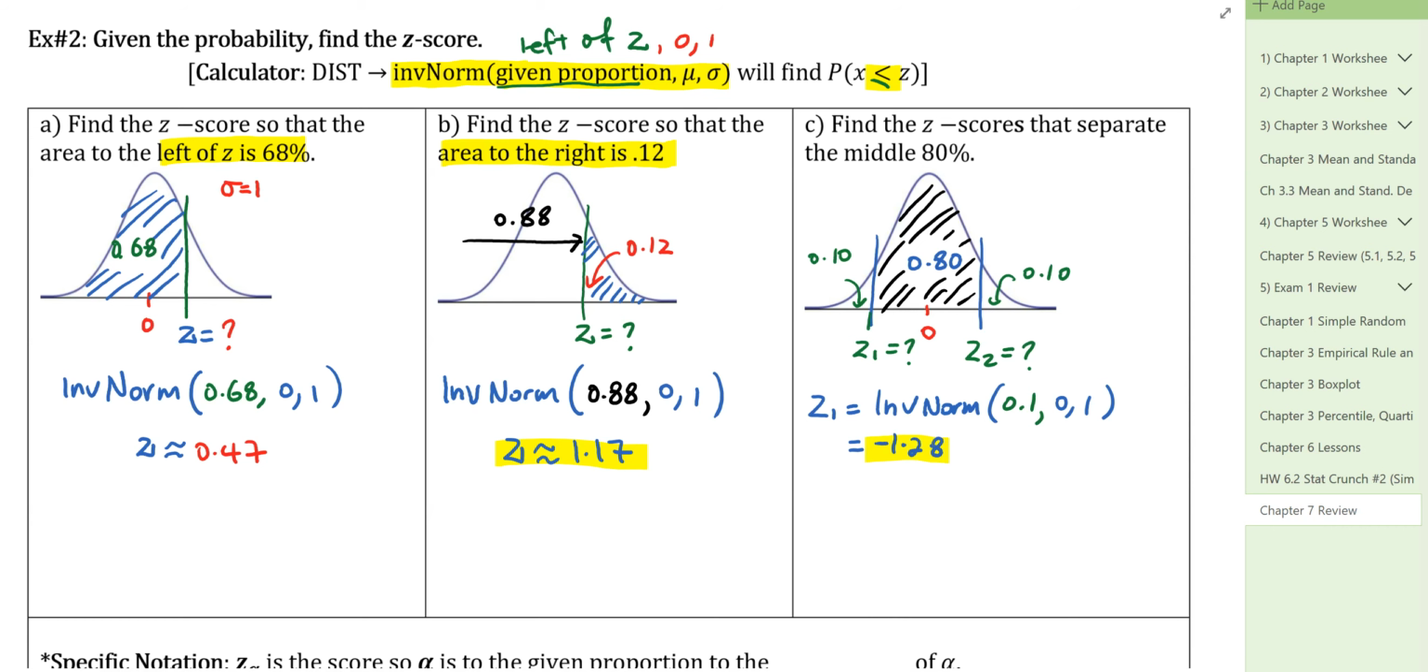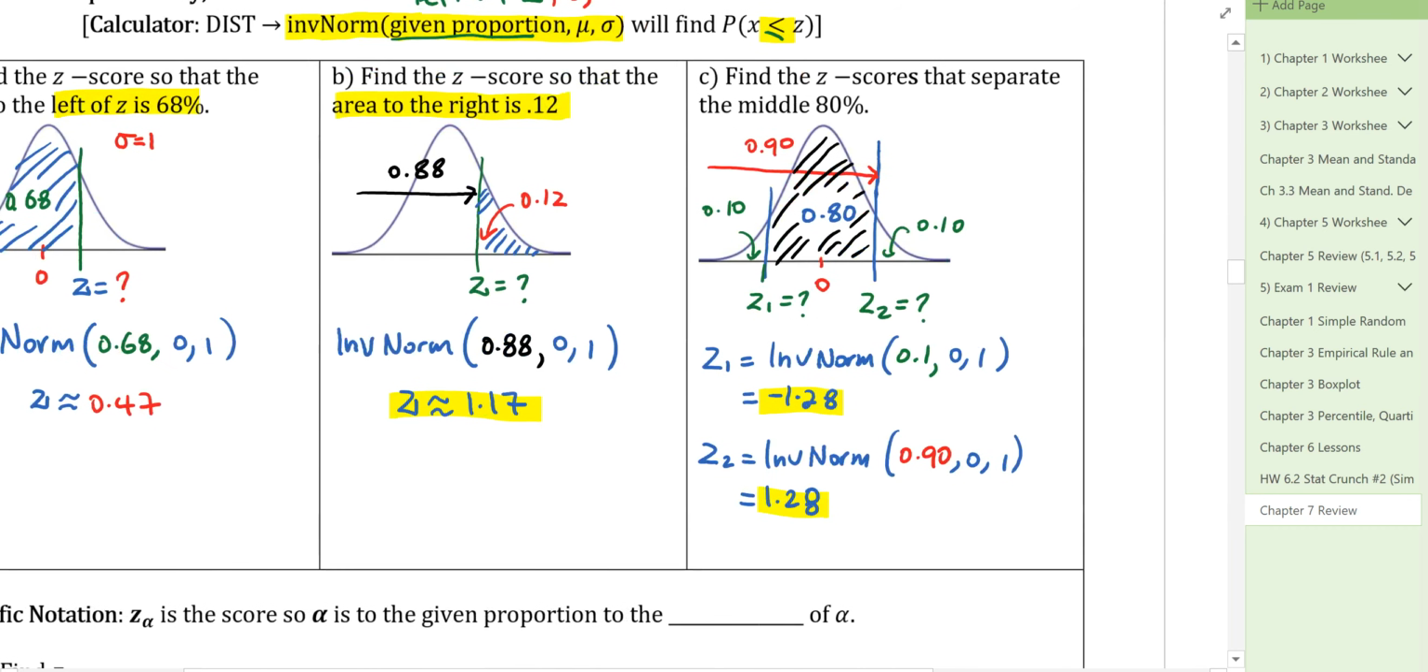Okay, let's say I want to use inverse norm again. Well, to use inverse norm, I need the area to the left of z2. Let's think about it. On the left of z2, meaning from negative infinity all the way up to z2. Note that the middle is 0.8 plus 0.1, so the total here should be 0.90. So I could just put it into a calculator. Z2 equal to inverse norm. The total area on the left of z2 is 0.90. And then my mean and standard deviation are 0 and 1. And we know that the number should be 1.28, right? Because it's symmetric. So let's just verify that with my calculator.